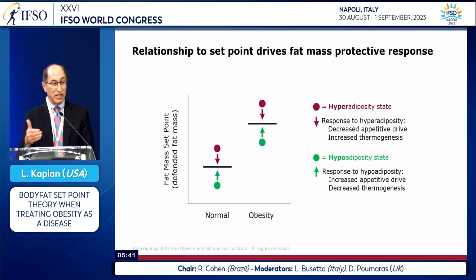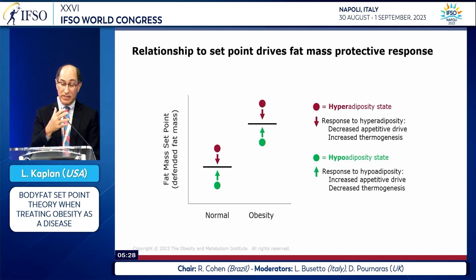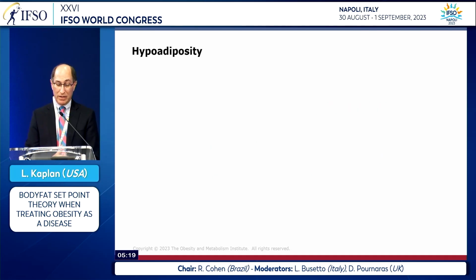And the response to that is to increase appetite, to increase all aspects of appetite, which means increase hunger, decrease satiation, decrease satiety, increase craving, do all the things. The whole brain is set up in multiple parts to respond by increasing appetitive drive and decreasing thermogenesis, or conserve energy. And that will push you back up.